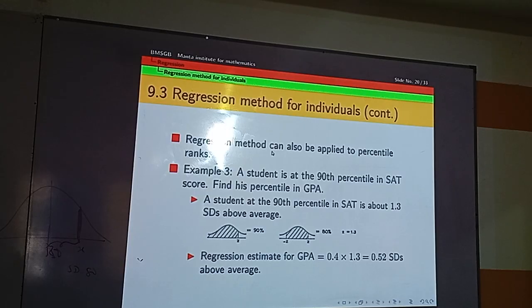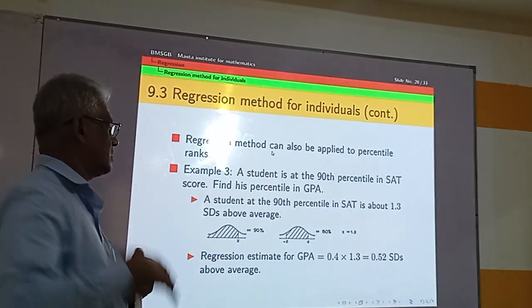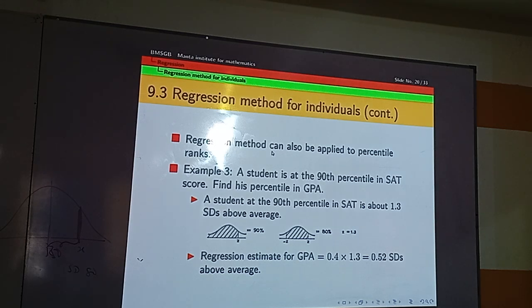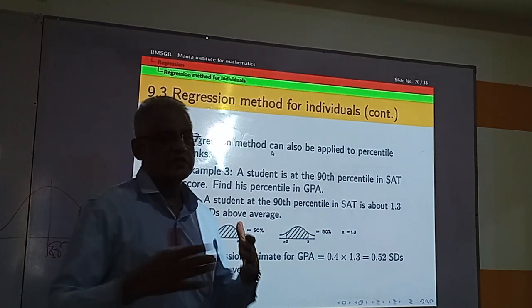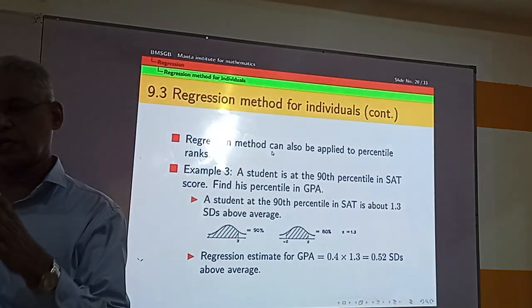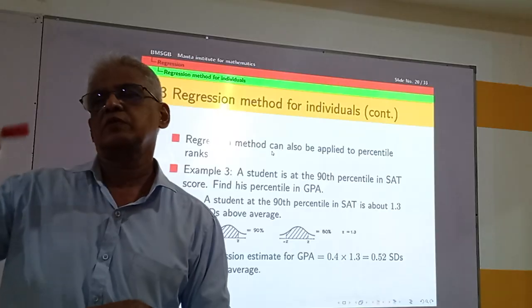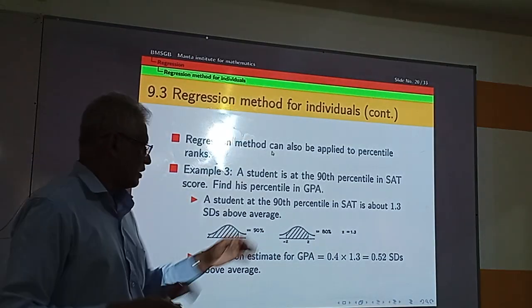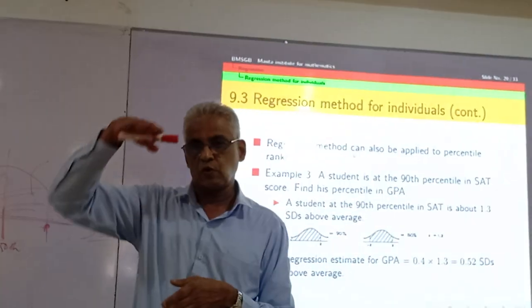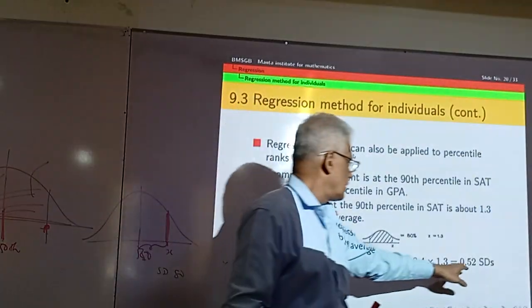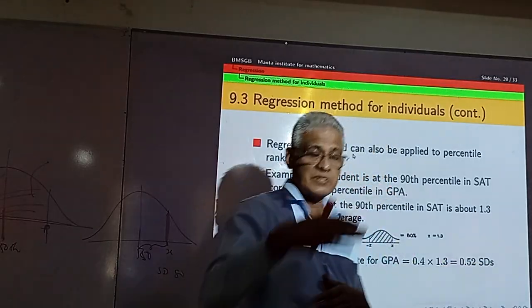Therefore, the GPA of this particular student has to be the average GPA plus r times 1.3, r times how many standard deviations above. If you want to get the actual mark, that's how you do it: average plus r times how many standard deviations above. This gives you 0.4 times 1.3 standard deviations above the average. So that is enough for us to calculate the percentile in this case.